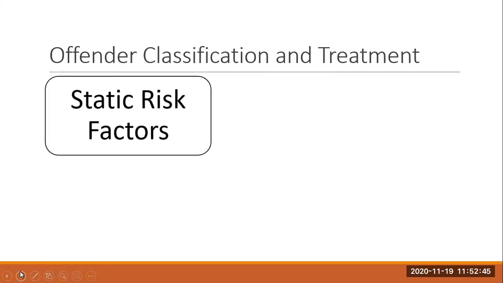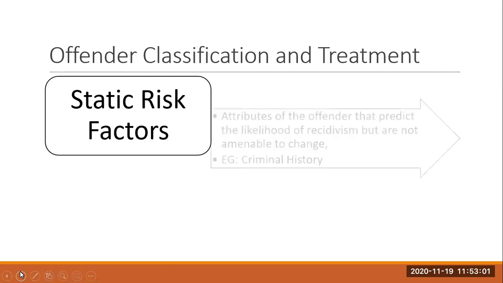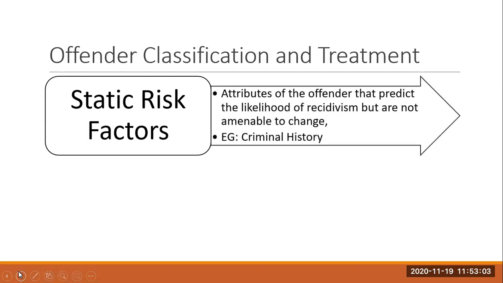We talked about in last week's class the idea of types of risk factors that corrections staff, so for example, a correctional psychologist is going to look at to determine level of risk. So they're the static and dynamic risk factors. So as we've talked about in the previous, and you've seen the slide before, static risk factors really are historical risk factors. They are things that cannot change.